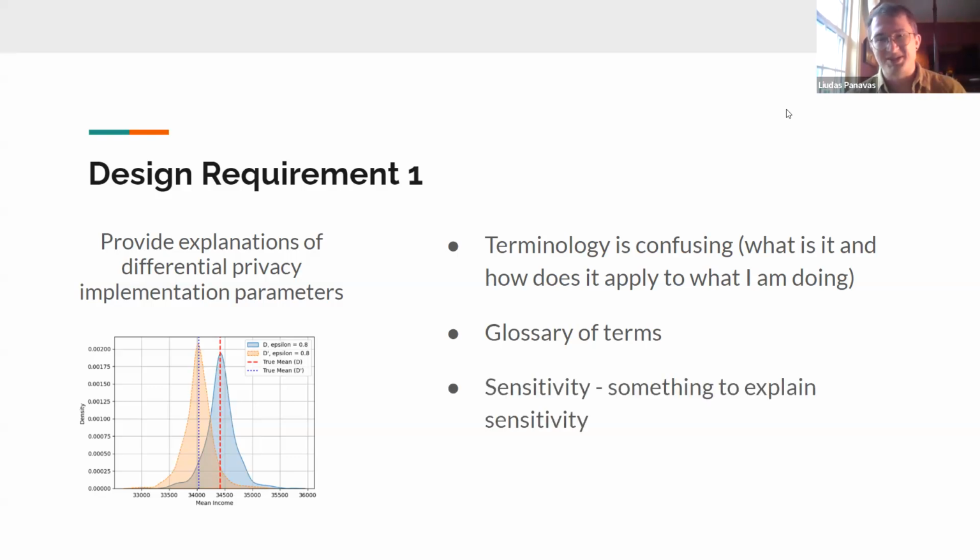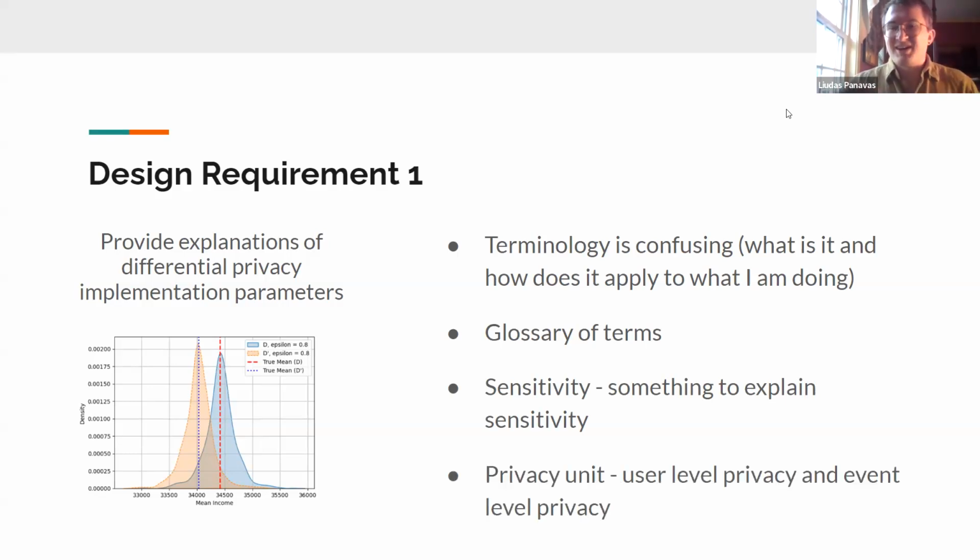Some of the parameters that they found confusing, for instance, was sensitivity, because it's used a lot, but sometimes it can mean different things. There's L1 sensitivity, L2 sensitivity. And then privacy unit. So the people who had to implement real world problems had to set user level privacy or event level privacy, and deciding how to do that and what that actually meant wasn't particularly well documented.